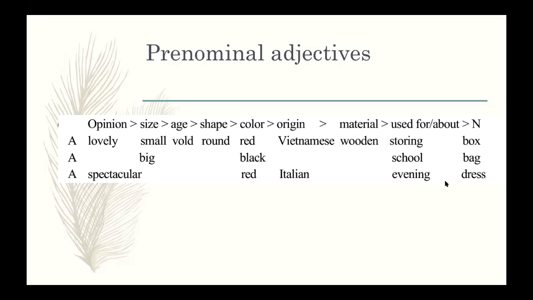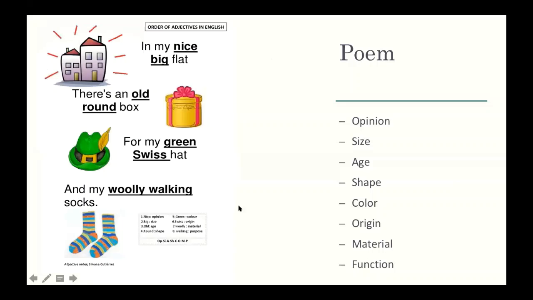So I will show you the poem, I will read it for you, and try to read it with a rhythm for a poem. Okay, so the poem is: In my nice big flat, there's an old round box for my green Swiss hat and my woolly walking socks.